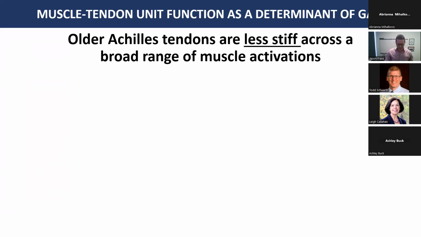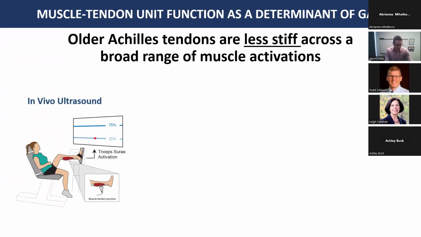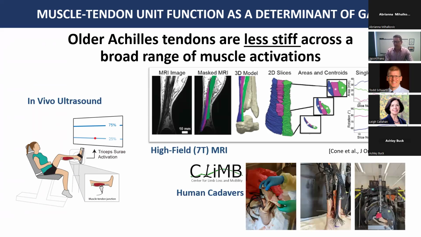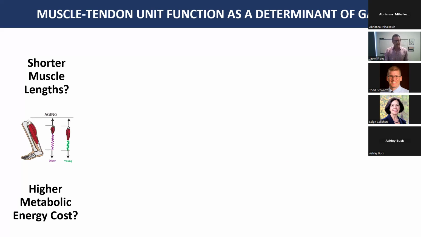Older tendons are less stiff. We've shown that definitively with ultrasound imaging studies. We've gone over to the UNC Biomedical Research Imaging Center, deployed some really novel high-field MRI data to characterize the tendon. I've even gone out to a place like the Center for Limb Loss and Mobility at the Seattle VA and done cadaver work to demonstrate a lot of the support for this cascade. So that happens. The question is, does that then percolate up and affect muscle and gait function?